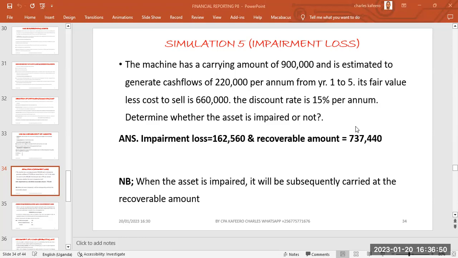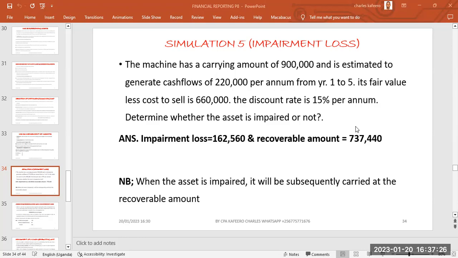And basically, when we try to look at some of the key terminologies that are used within the standard, we said what is impairment, we need to first know what impairment is. We need to know the value in use. We need to know the recoverable amount. We need to know the carrying amount, because those are the figures, those are the terminologies that we are going to be using when we are doing computations for this IS 36.